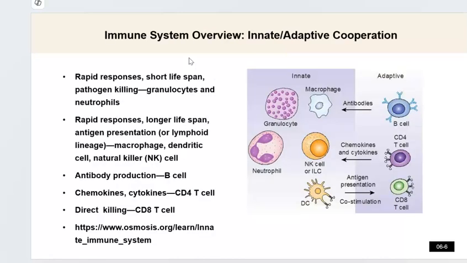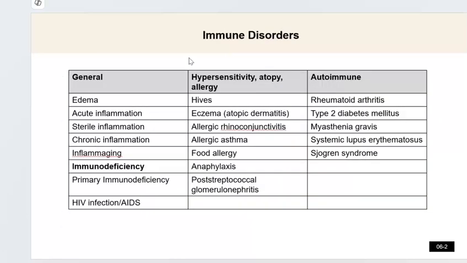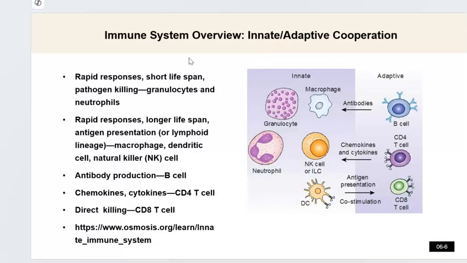Okay. It's really important that you understand the concept of innate versus adaptive immunity. I think that Elsevier did a great job telling us about this and what the differences are. Really important. That's also what was talked about in that video.